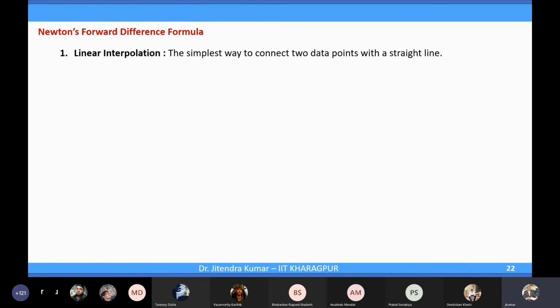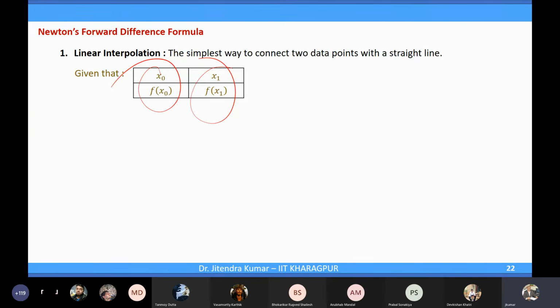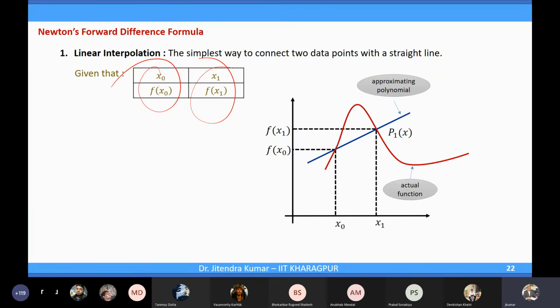If two data points are given, then what will be the equation of that line in this particular format? You know how to fit that line, I don't have to tell you. The two data points are given, and all of you can give me the line passing through those two points. But here we are preparing that line in a special format. So for instance, x0 is given with f(x0), and x1 is given with f(x1). This is the scenario.